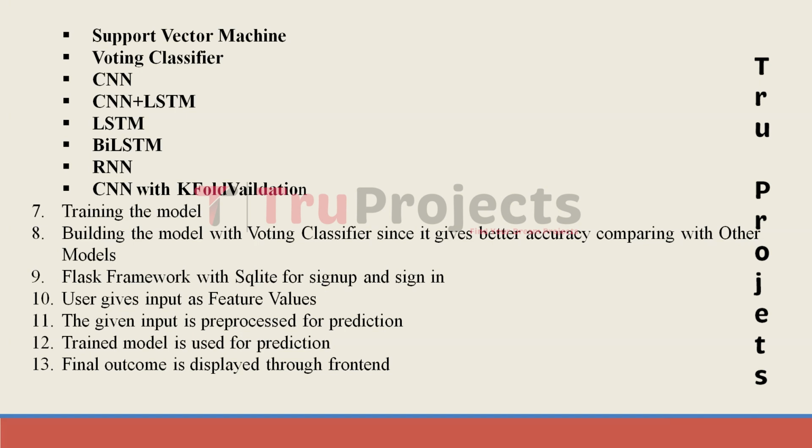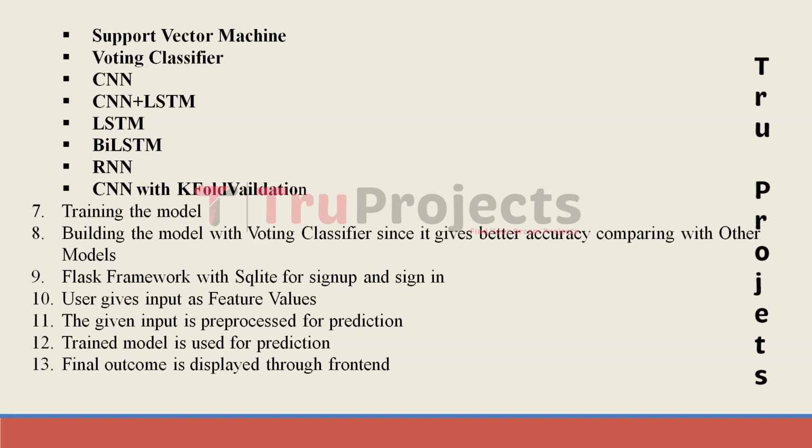And the 10th module is user gives input as feature values. Users input feature values relevant to task prediction. These inputs undergo pre-processing to align with the data format expected by the trained model. And the 11th module is the given input is pre-processed for prediction.